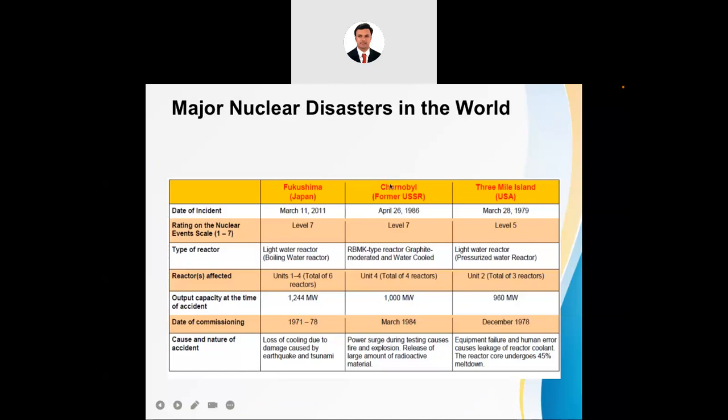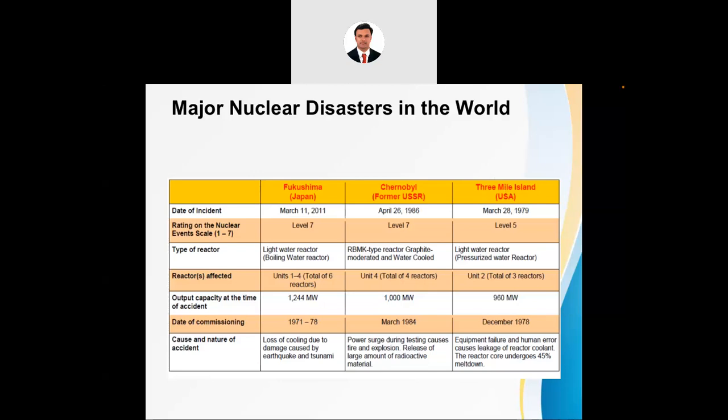And the major nuclear disasters, as we already saw: there was a major nuclear reactor accident or disaster in Chernobyl, which is in the former USSR, and at the Fukushima plant in Japan, where an earthquake and tsunami caused the disaster. And there is another nuclear disaster, that is Three Mile Island. Okay, that is in the USA.